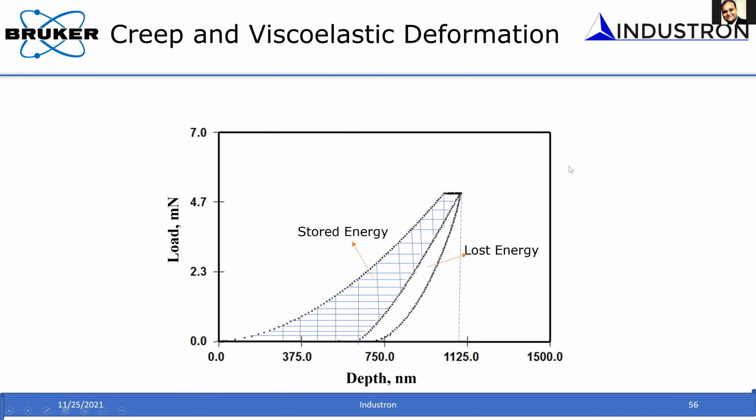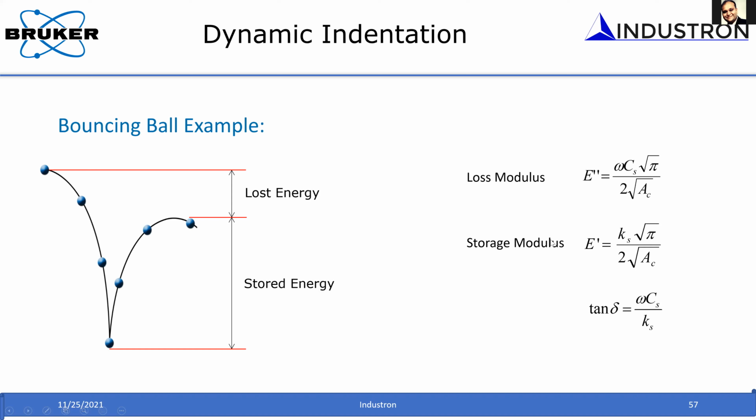In a viscoelastic material, we call it loss modulus and storage modulus. With this dynamic measurement technique, you can directly calculate the loss and storage modulus by measuring the stiffness and the damping coefficient of the material. If you take the ratio of the two, that gives you tan delta, which is another parameter that characterizes the viscoelastic response of the material. So all of this can now be measured by doing the dynamic measurement technique.